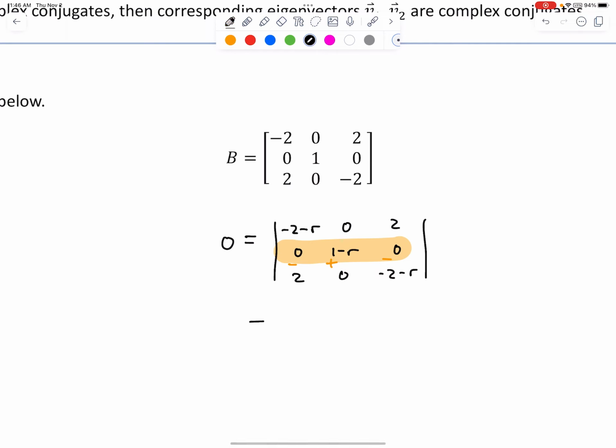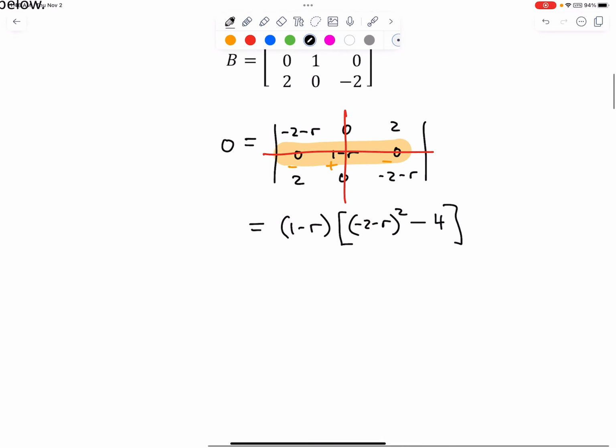So this determinant will be positive 1 minus r times the 2 by 2 determinant not currently crossed out, which will be negative 2 minus r times itself, so squared, and then minus, and then 2 times 2 is 4. Okay, we can continue to factor this by hand. 1 minus r, we'll leave that factored out, but inside these brackets we'll simplify.